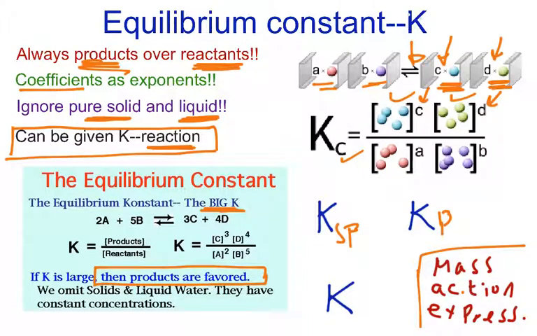Okay, guys, this is a very brief video on the equilibrium constant. If the K is large, your products are favored. If it's very, very small, your reactants are favored.